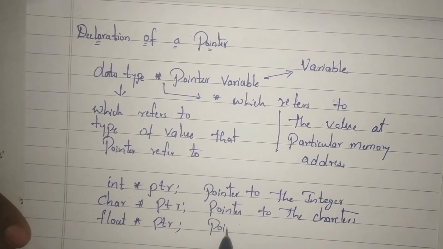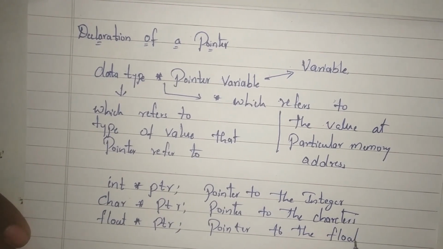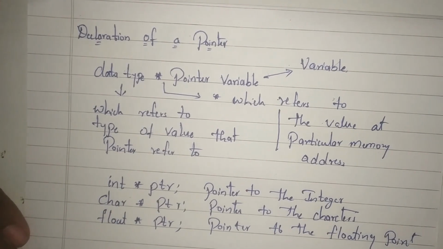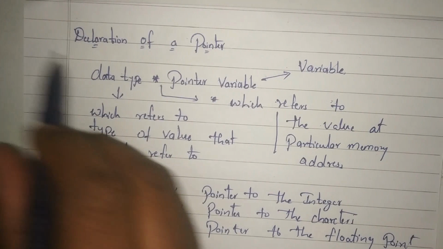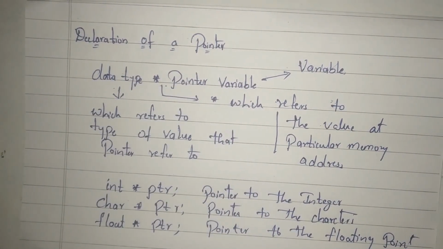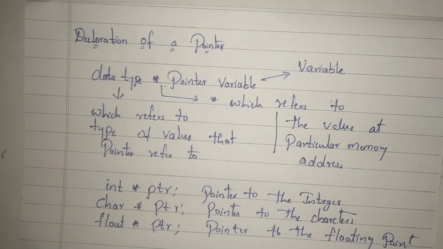Next, pointer to the floating point, that is decimal point. This is how exactly the declaration of a pointer works, in which the syntax is data type star pointer variable. The data type may be any data type, that is int, character, float, and next one is the star, which gives the value at a particular memory address. And next one is the pointer variable. It may be any random variable which points towards the value of any pointer.